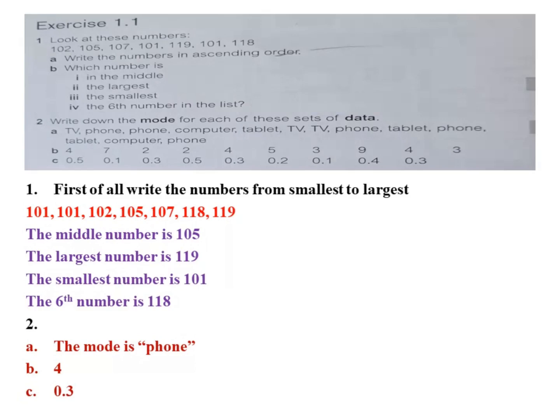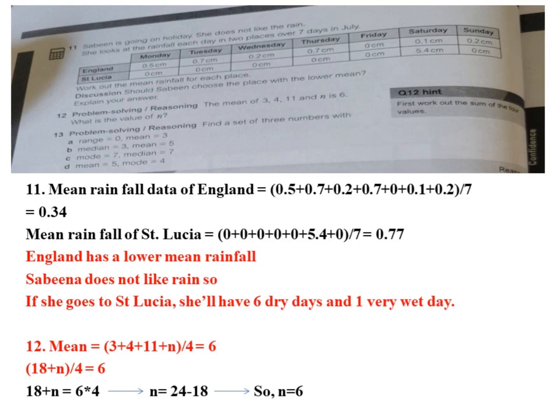Coming to serial number B, a set of numbers has been given. In that, the number 4 is the most repeated number, so the number 4 will become the mode of the set of numbers. And in serial number C, all the digits are in decimal form. Looking at this set of decimal digits, the most repeated number is 0.3.